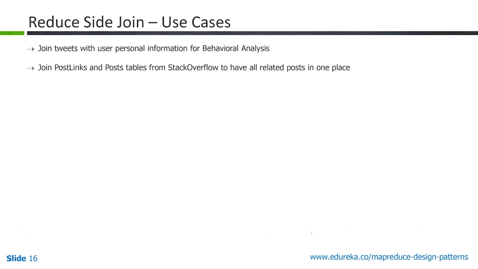All right, so that brings us to some of the use cases. I've just mentioned a couple of them here, but in your own working environment, you will come across too many use cases of joins. And in all those cases, this is applicable. So one of the use cases could be joining the tweets with the user personal information for behavior analysis. This is something that is done in the CRMs, and the marketing team uses this quite frequently. So they have internal data in the CRMs, in their RDBMS.